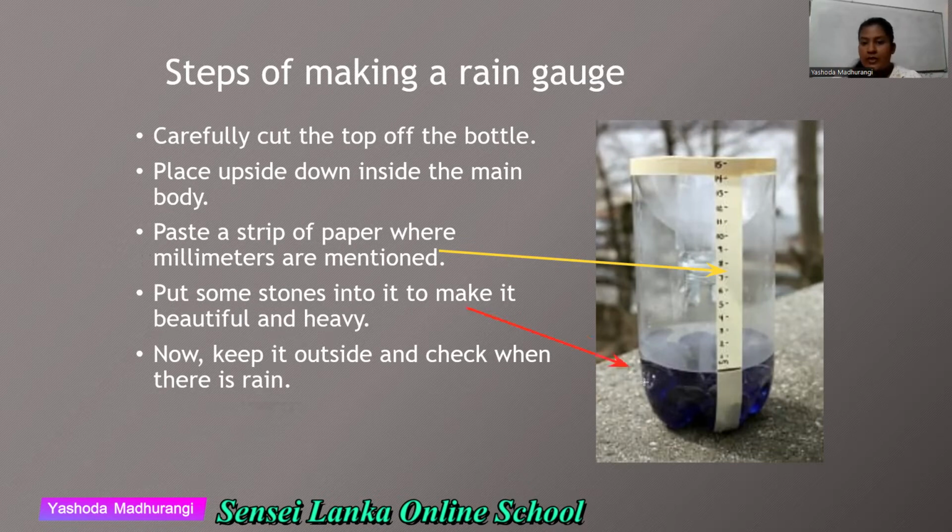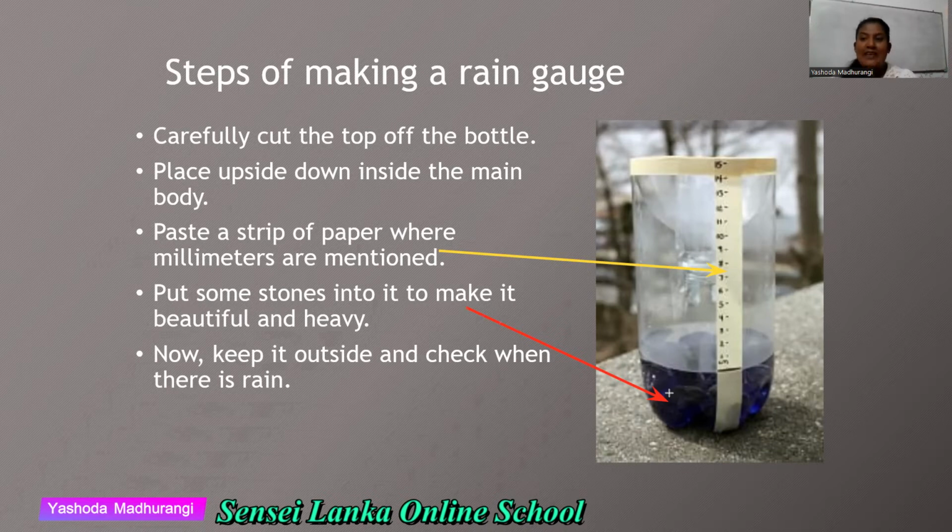Into the bottom of it, you have to put some stones. Then only it becomes fixed and firm. When it is heavy, it will be beautiful. If you want to make it beautiful, you can put some beautiful stones and some plants like that. Now keep it outside. After making this instrument, you have to keep it outside and wait until it is raining.